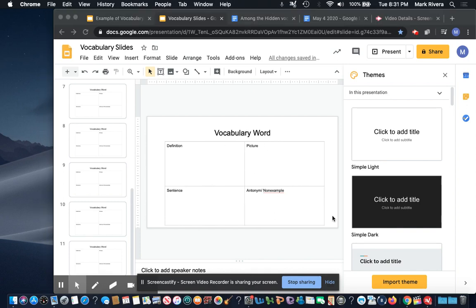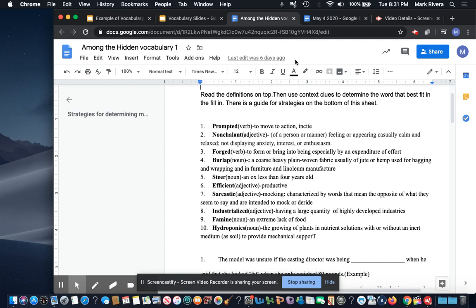I noticed that one of the most difficult things for you guys when working on this activity is figuring out when you need an antonym and when you need a non-example. If you look at the list of words, there are certain words where you know you'll be able to find the opposite. If I look at number 1, prompted, which means to move into action, I'm not going to have a problem finding a word that means the opposite. Nonchalant means feeling or appearing casually calm and relaxed, and not displaying anxiety or interest or enthusiasm. I'm probably going to be able to find a word that means the opposite of that.